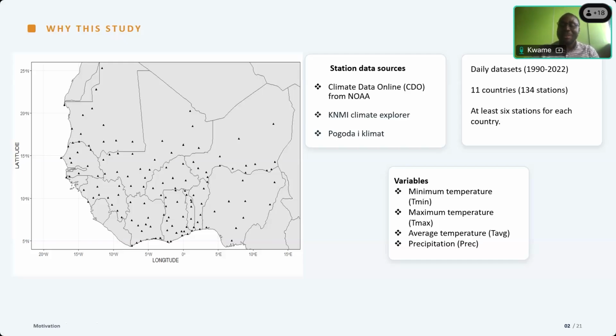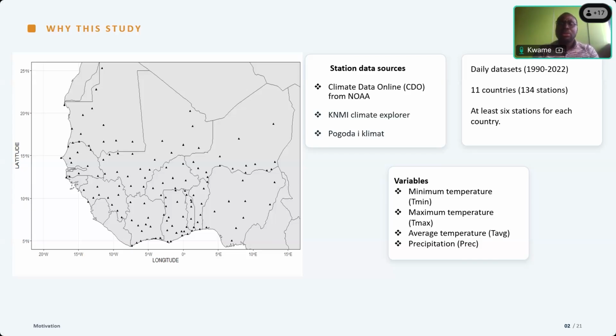So in the long run, I had to drop that and rather explore different climate data stores online to see if I could get access to this climate data. Just to mention a few of the data sources where I got the station data, I checked the climate data online from NOAA, the KNMI Climate Explorer, and a site, Pagoda eClimate, all to gather some station data. And my goal was to get data from 1990 to 2022.